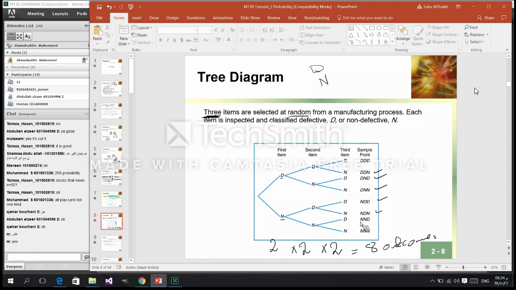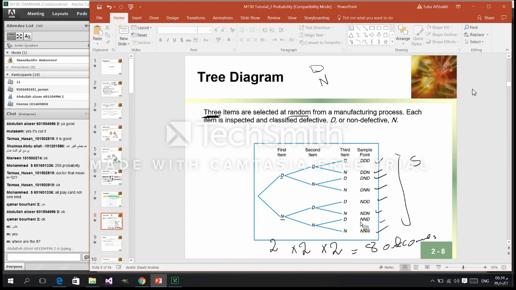Okay, we have 8 outcomes. So this is my sample space for the experiment. Is that clear here? Okay, good. Let's go back to this example. We were here, I think. Those are the 8 that you can see.